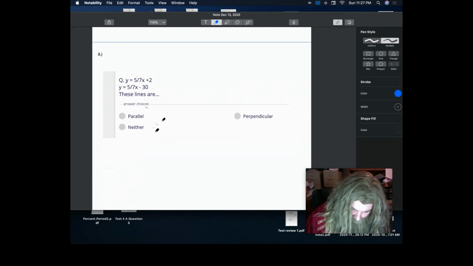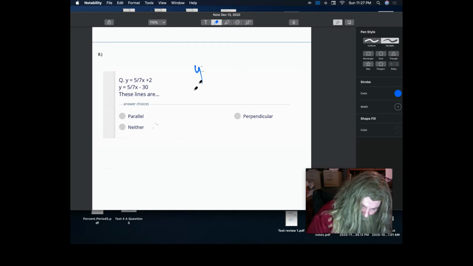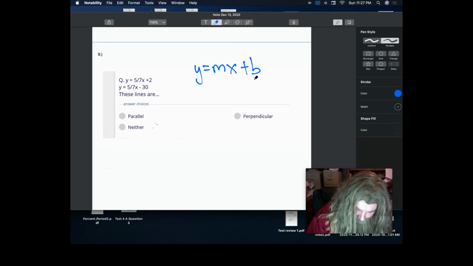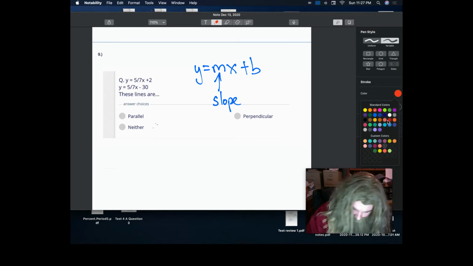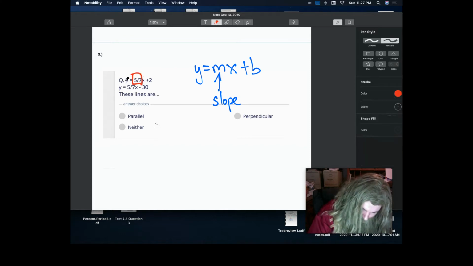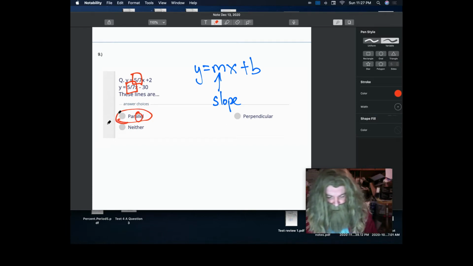What do we know of these slopes? Well, we know that the equation is in y equals mx plus b, and if it is in y equals mx plus b, m is the slope. And if m is the slope, then the slopes are 5/7 and 5/7, which happen to be the same numbers, so they must be parallel.